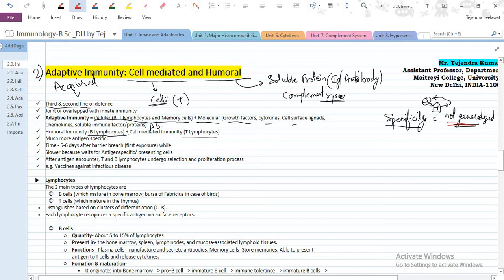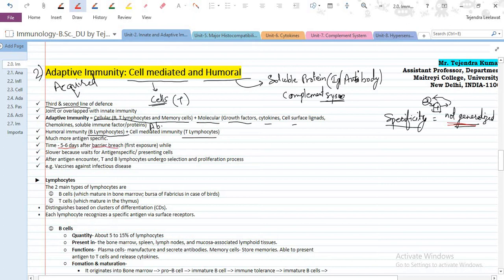It involves lymphocytes, and lymphocytes always wait for the signal about where the antigen is present in the cell, which type of antigen it is, or which type of pathogen is there. So they always wait for all those signals. Therefore it takes a lot of time, and that's why we can say it takes some days, about 5 to 6 days after the barrier breach.